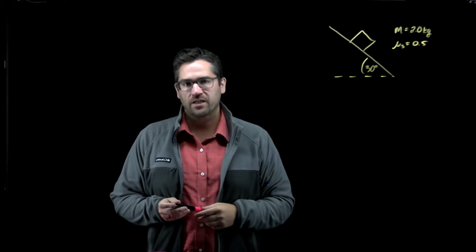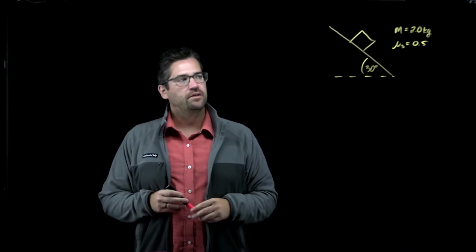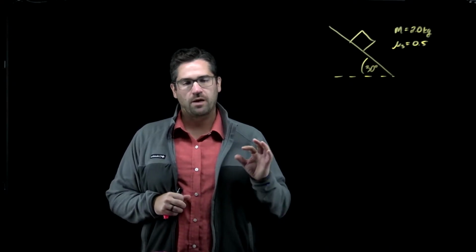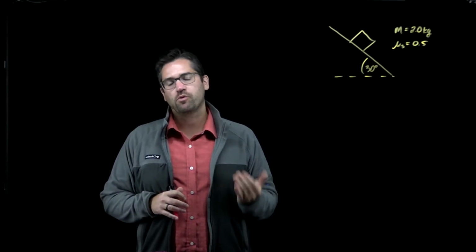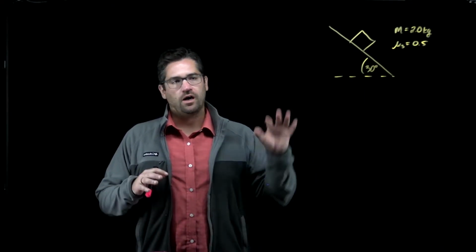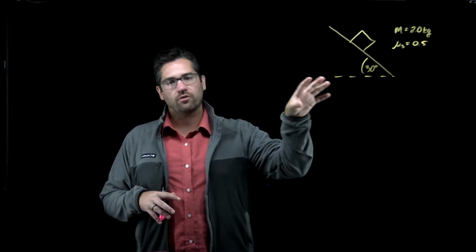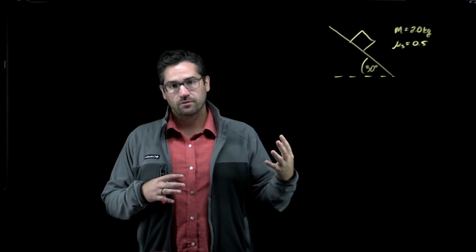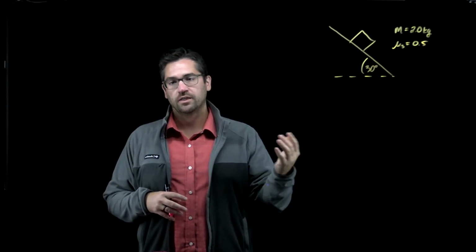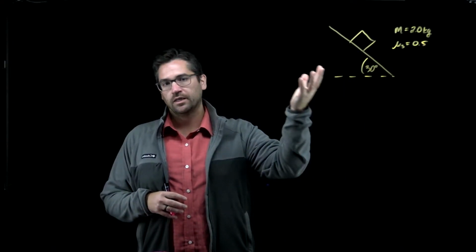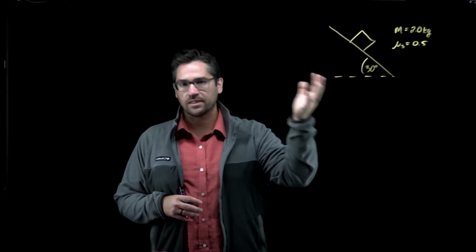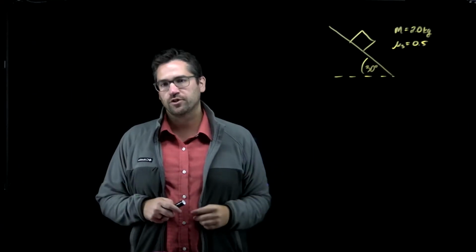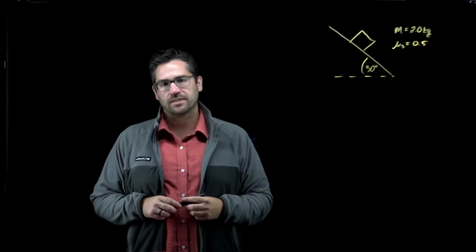My block has a mass of 2 kilograms, and the coefficient of static friction between my block and the ramp is 0.5. And so I've got this setup here, and what I want to figure out is how much friction is required to keep this block in equilibrium, at rest, and staying at rest. So I want to figure out how much friction is necessary for this to happen.